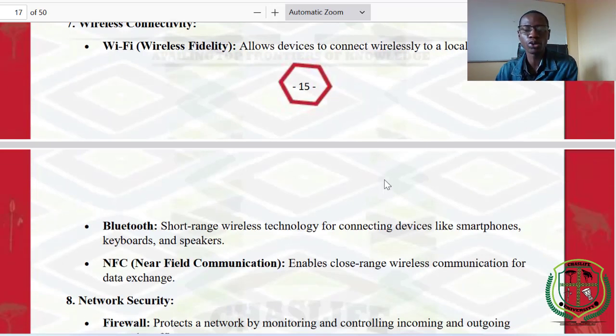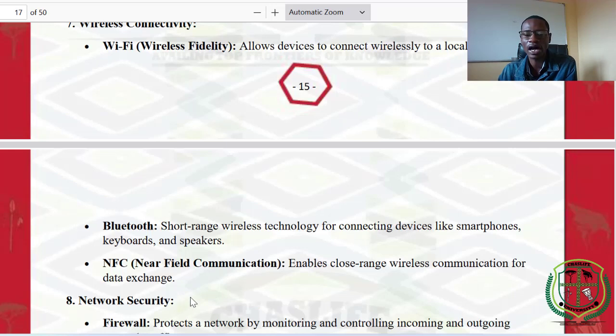Then there's Bluetooth. Bluetooth is a short range wireless technology for connecting devices like smartphones, keyboards, speakers, etc. So Bluetooth helps to connect electronic devices together.